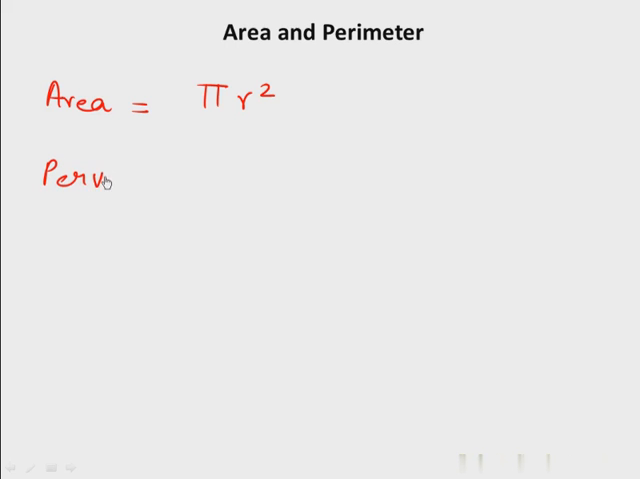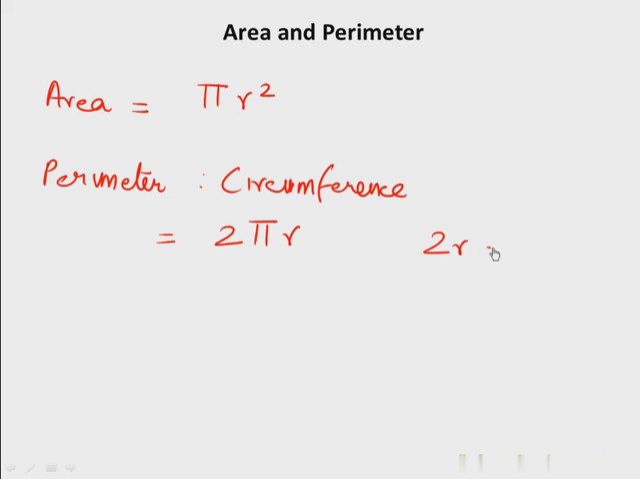The perimeter of a circle, which is also called its circumference, is given by 2 pi r. It's twice pi into the radius. Since we know that 2r is the diameter, this is also equal to pi times d. Pi times the diameter.